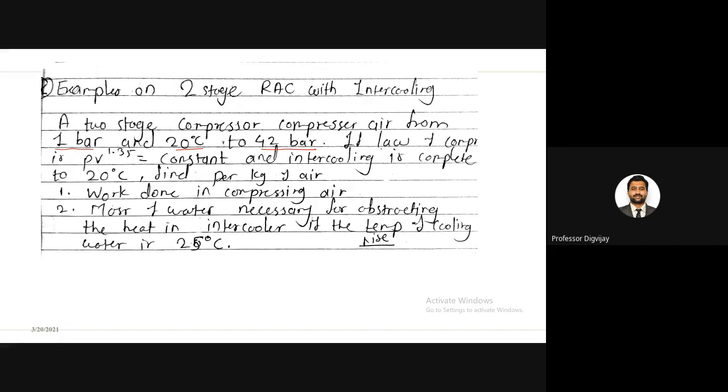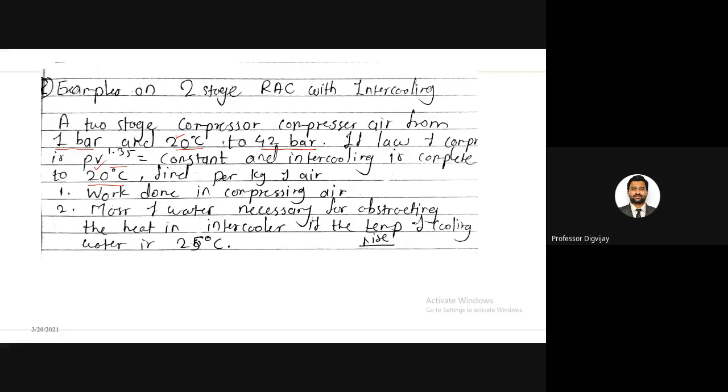Now the law of compression is PV^1.3 = constant and intercooling is complete to 20 degrees Celsius. Here is a twist in this numerical. They are saying that intercooling is complete to 20 degrees Celsius. This is the same as the inlet temperature. So the inlet temperature is 20 degrees Celsius, and the intercooler outlet temperature is also 20 degrees Celsius. That means this is a case of perfect intercooling. In perfect intercooling, the outlet temperature of the intercooler is equal to the suction temperature.